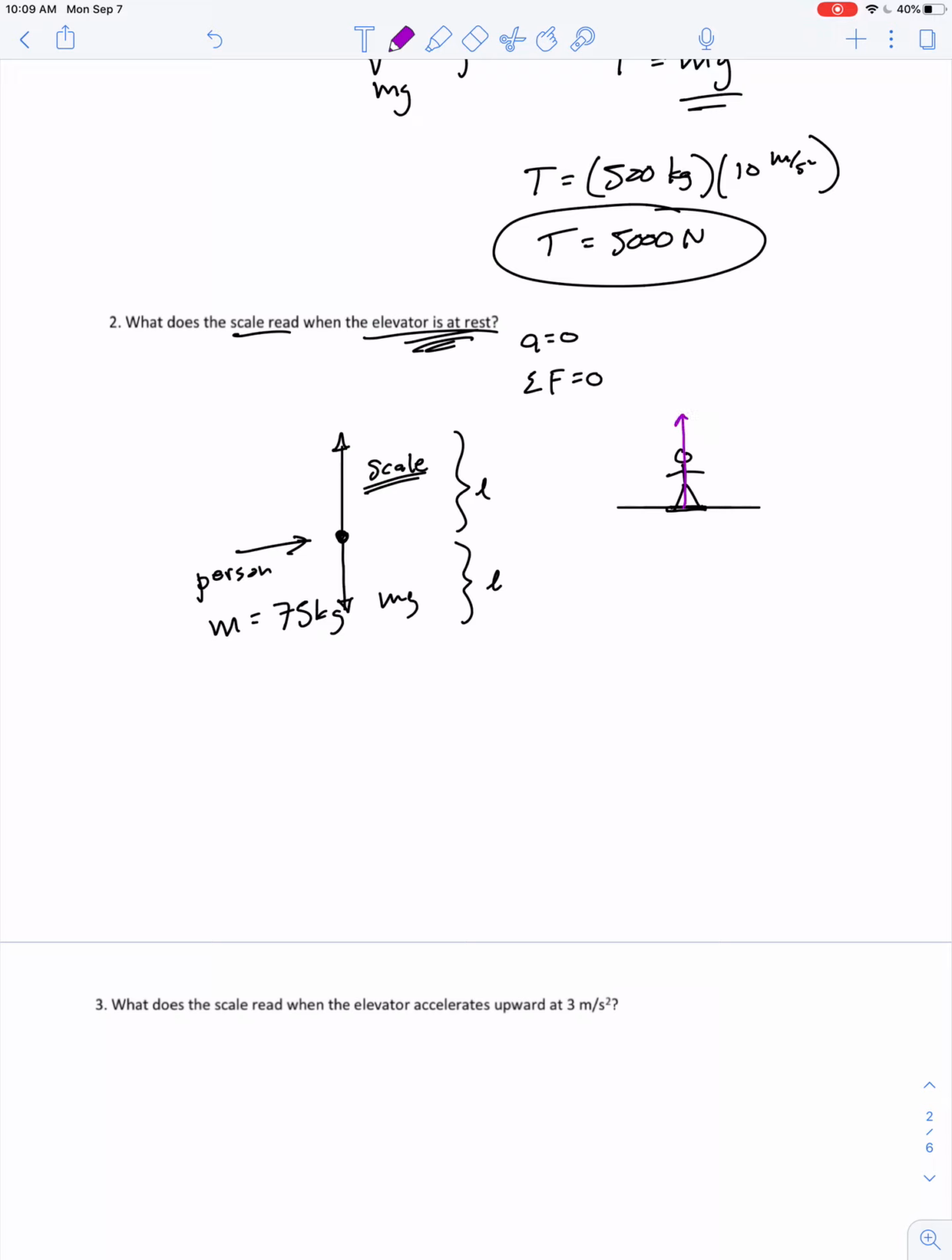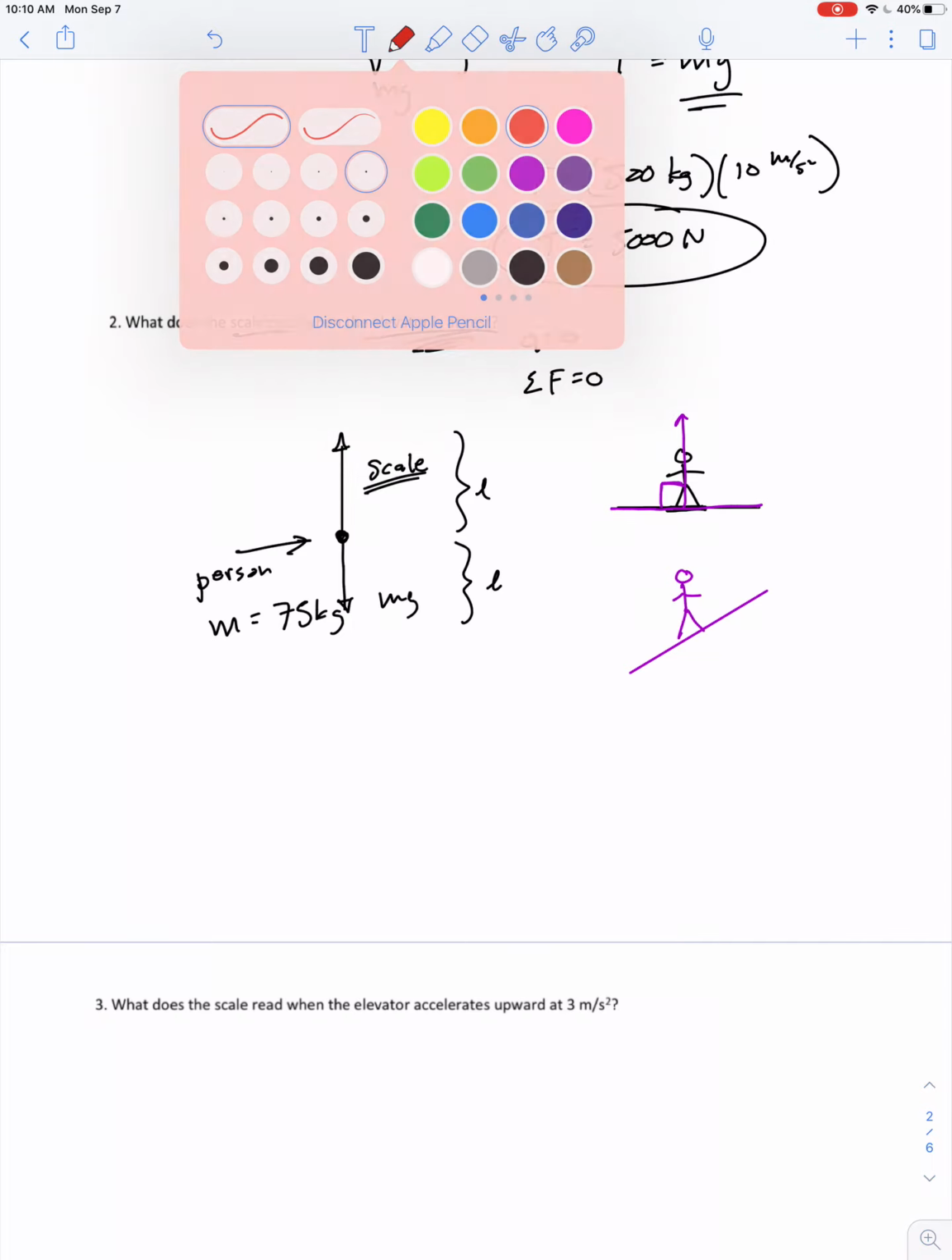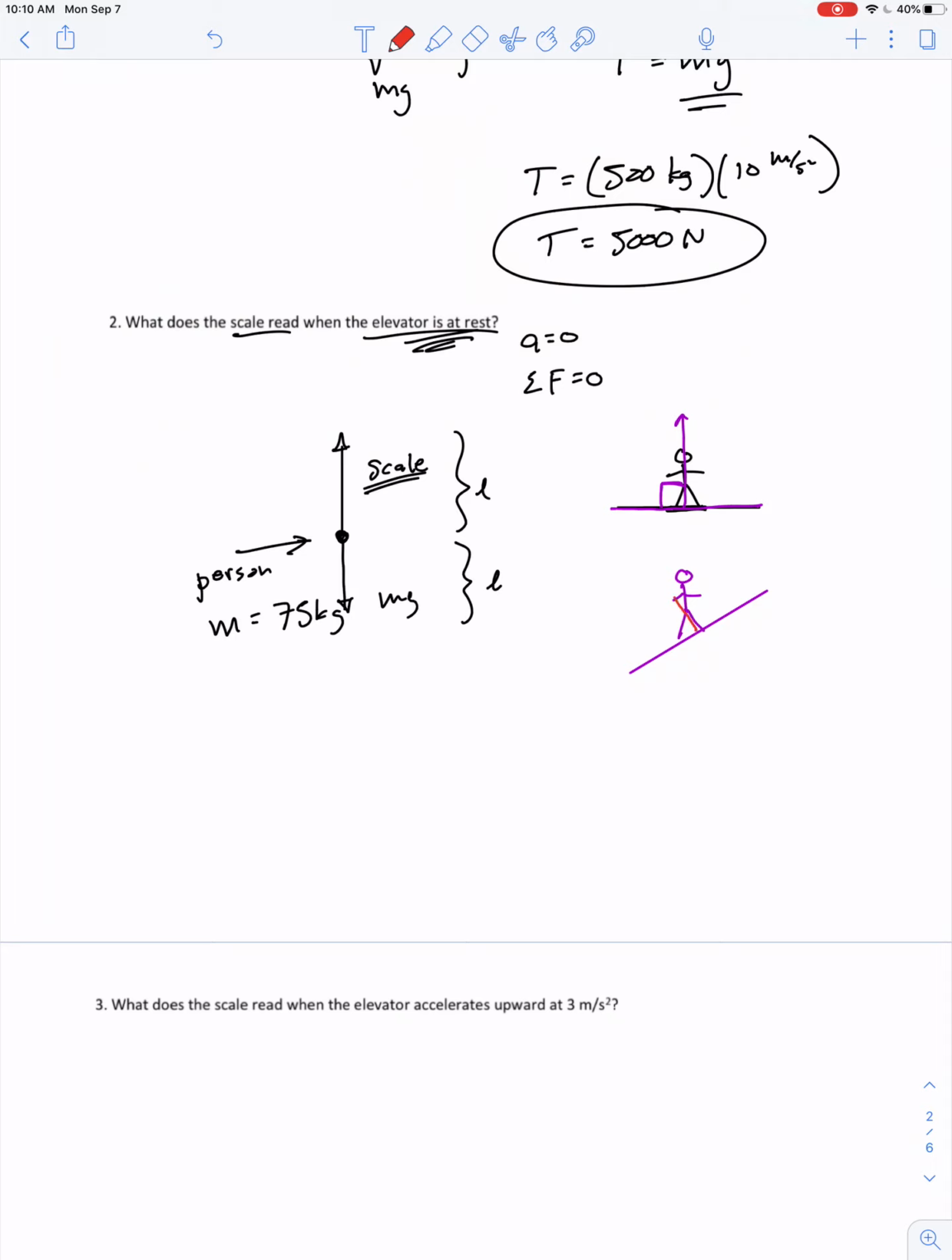But notice that that direction of push is perpendicular. It's 90 degrees to the ground itself. Okay, well, what if you were standing on an incline? Then does the ground push straight up? I think in this case, the ground pushes up and to the left. And notice that that's 90 degrees to the surface.